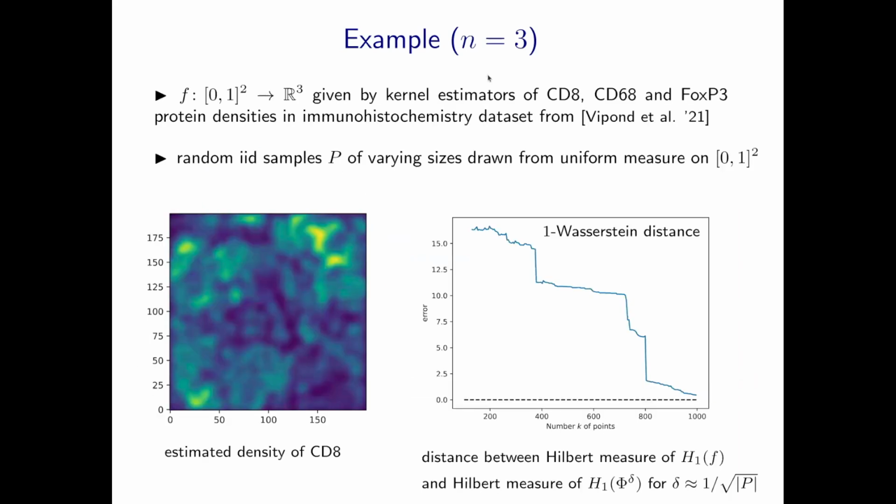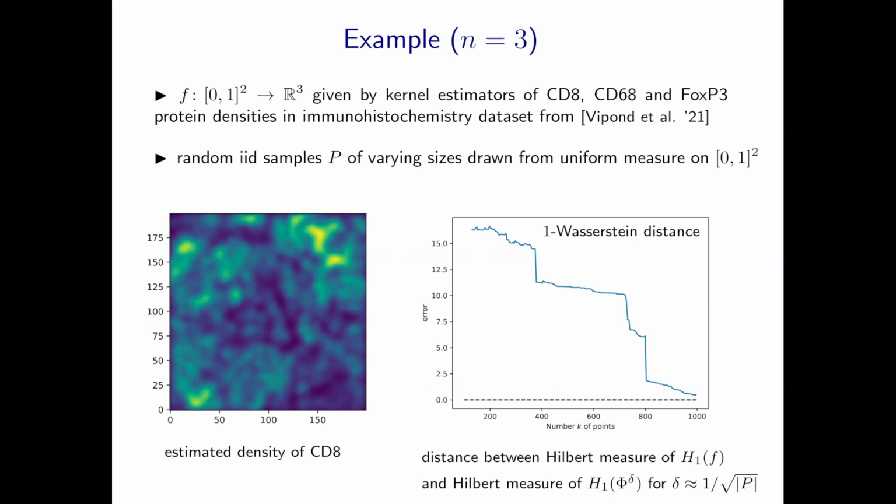Finally, another example where this time n equals 3. So this is taken from a paper by Oliver Vipond and co-authors from 2021, an applied paper. They looked at some data set in immunohistochemistry. I won't go too much into the details, but they look at, in the plane, in the unit square, the distribution of certain types of proteins in some aggregate of matter that they had pictures of, and they looked at the density of the distributions of certain types of proteins in this aggregate.